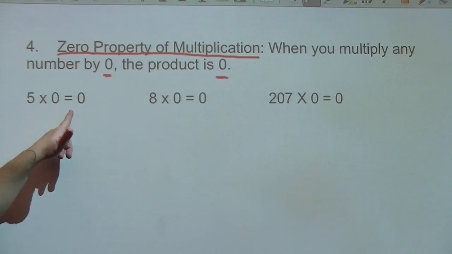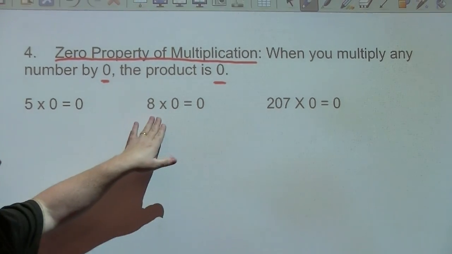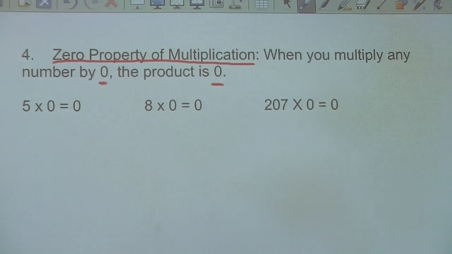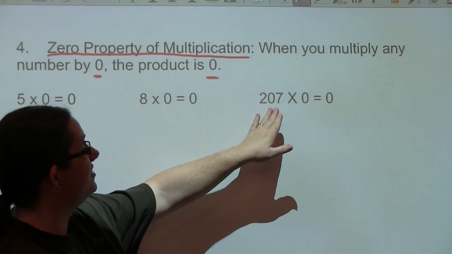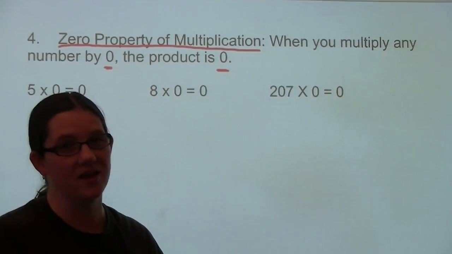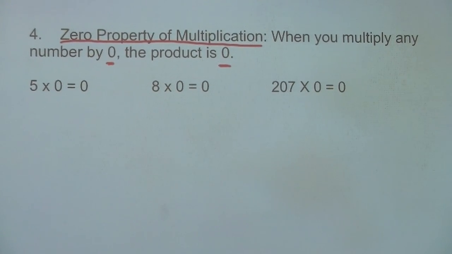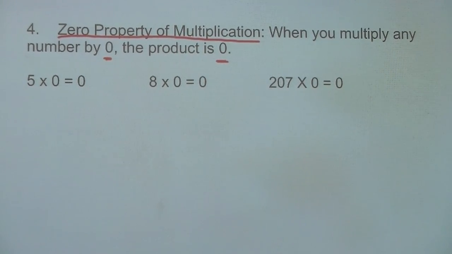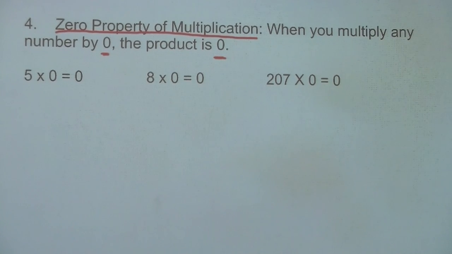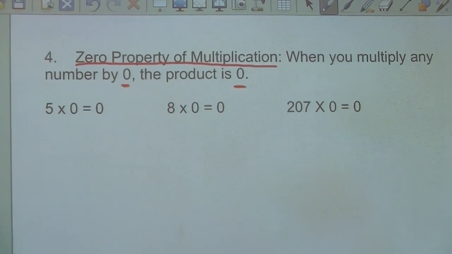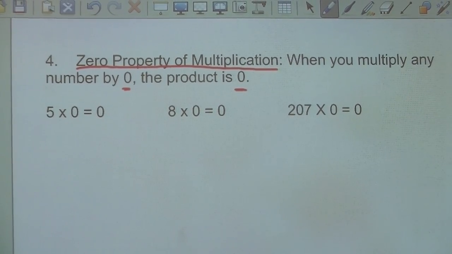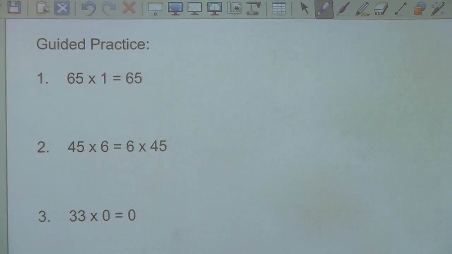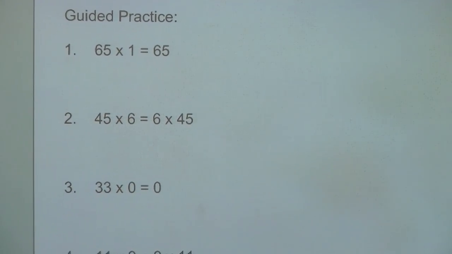5 times 0 obviously gives us 0. 8 times 0 gives us 0. 207 times 0 gives us what? Yes, 0. So a simple another property to find. Anything times 0 will be 0. Okay, good point now to put down any questions on the understanding of properties. And now we're going to move to your guided practice, page 58.